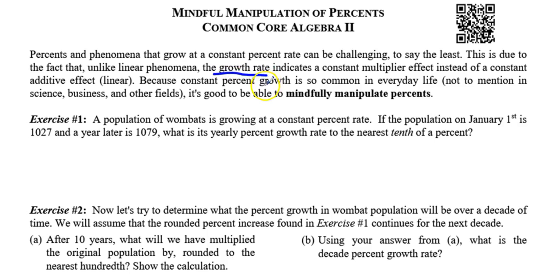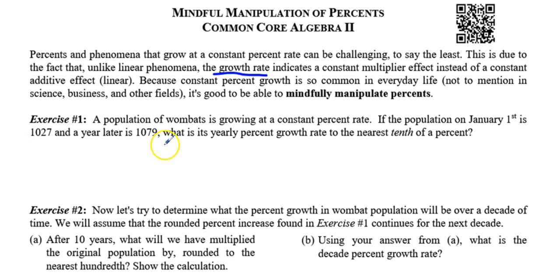Okay, so because, as it says in this paragraph, we're talking about exponential growth, it's going to be a constant multiplier effect instead of a constant additive effect, where we're adding the same amount each time. So let's look at a couple examples.